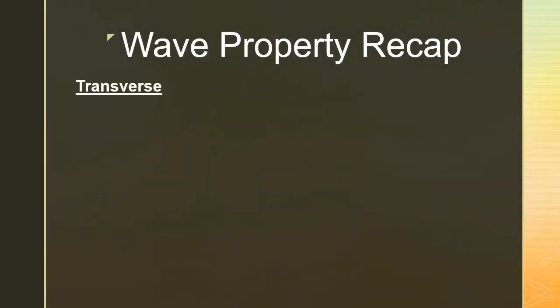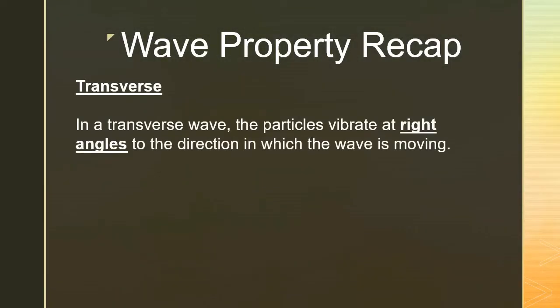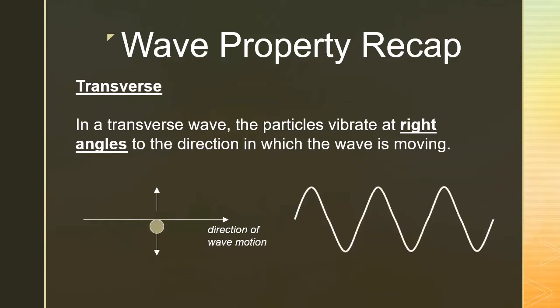So the first one is a transverse wave. Now, if you remember the work we did on this, a transverse wave is a wave in which the particles are vibrating at right angles to the direction in which the wave is moving. It's probably easier if I show you a diagram. Here we've got a particle moving in the vertical direction, whilst the wave itself would be moving in the horizontal direction. And the wave itself would actually look something along those lines.